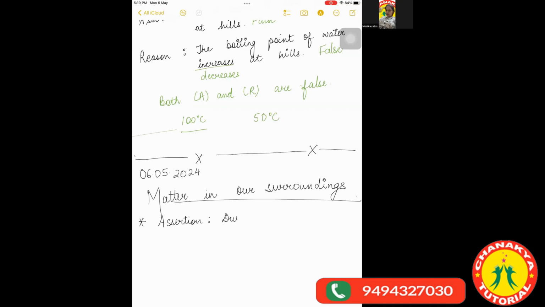Assertion: During evaporation of liquid, the temperature of the liquid remains unaffected.